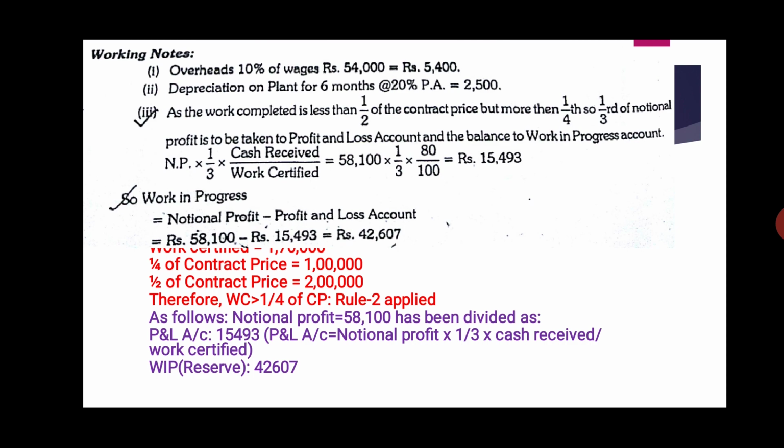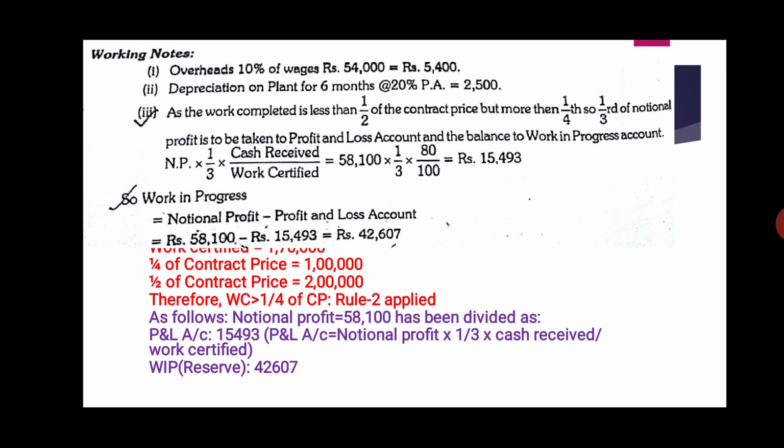First write down contract price and work certified. Then calculate 1/4 of the contract price and half of the contract price. Now try to compare the work certified with the 1/4 and half of the contract price. Now from this we can see that work certified is more than 1/4 of the contract price, which means that it is more than 1/4 of the contract price but less than half of the contract price. So this is rule number 2. So rule number 2 says that amount of notional profit has to be distributed into two terms: P&L account and WIP reserve.